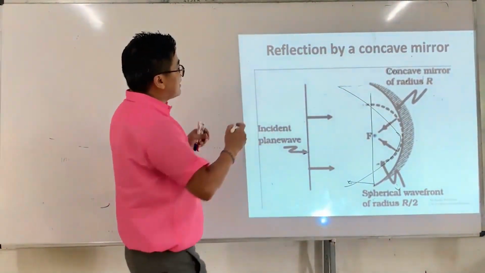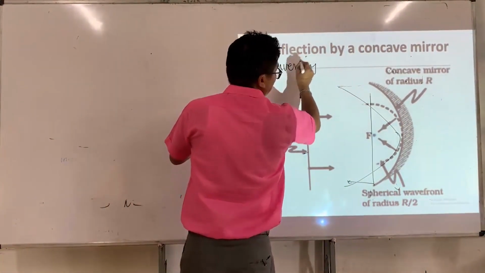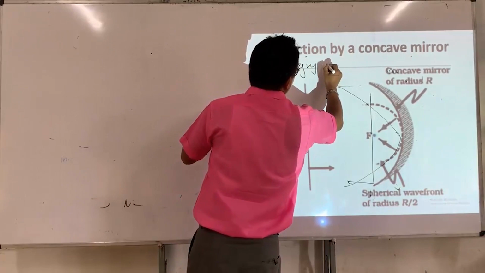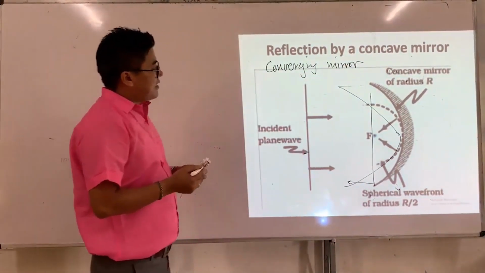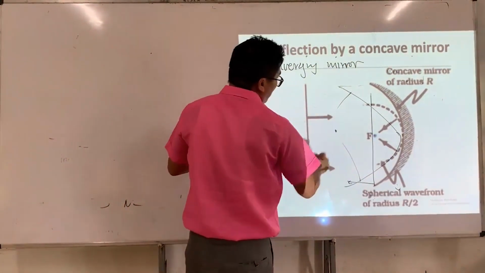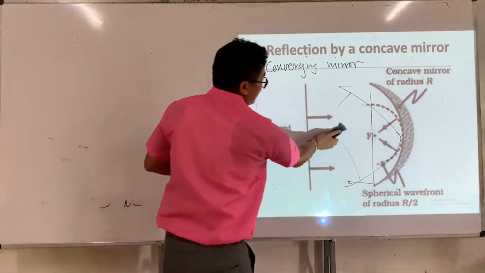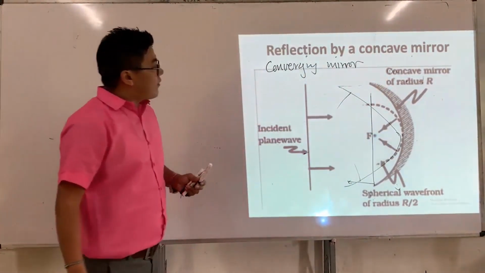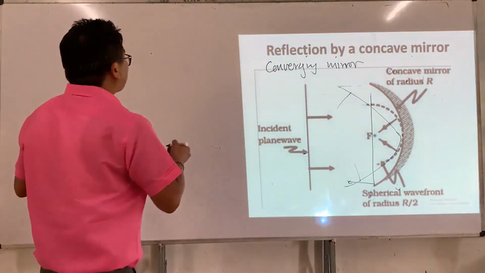So this again tells us that this is a converging mirror. Why? Because a concave mirror is converging, right? Where is it going to converge? It is going to converge at the focal point. Alright, this is written here. And then what about reflection by a convex mirror?